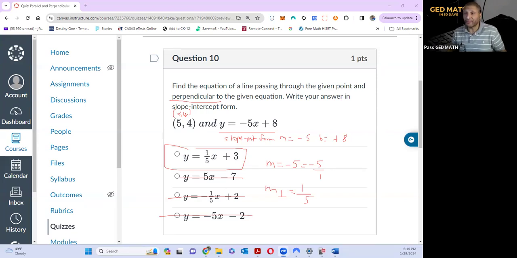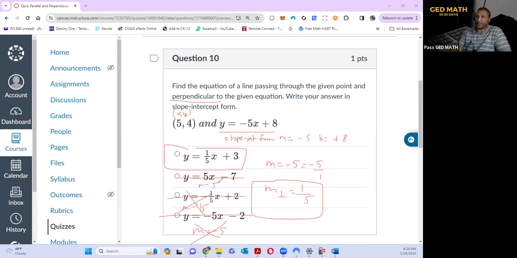Equipped with that information, you then look at the multiple choice. The slope of the last one is -5. It can't be that one. The slope of this third one, or C, is -1/5. It can't be that one. The slope of B is 5. It can't be that one. So by process of elimination, we got answer A, the first answer.